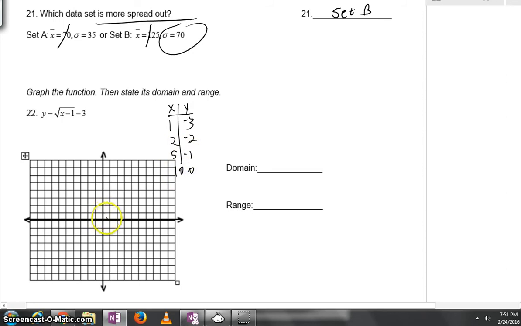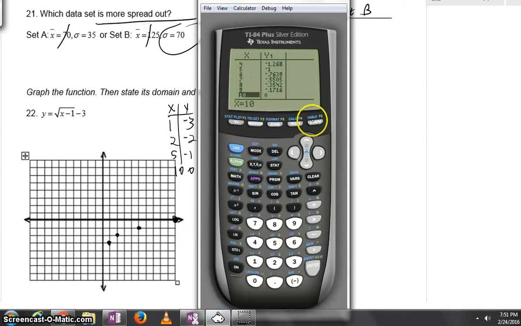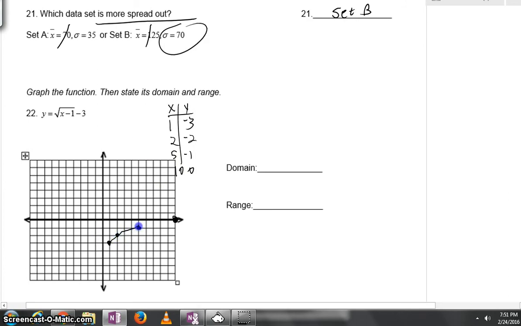And of course we could plot these. 1 to the right, go down 3. 2 to the right, go down 2. 5 to the right, 3, 4, 5, go down 1. And 10 is on this far edge here. That's 10 comma 0. And of course, if you ever wanted to see the picture again, you can see it looks something like this. This is your general shape of a square root function. So it looks something just like so.